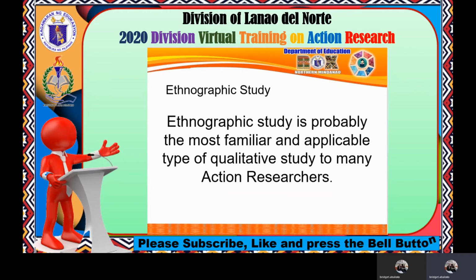Okay, the second type of qualitative action research design is the ethnographic study. So what do you mean by ethnographic study? From the word ethno, it is a kind of ethnicity. What is the ethnicity of the pupils or the student? Maybe he belongs to ethnic groups of the Muslim community, like for example Maranao, Maguindanao, Badjao, Yakan, and so on and so forth. And then another for the Christian culture.